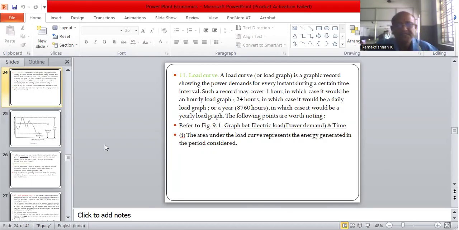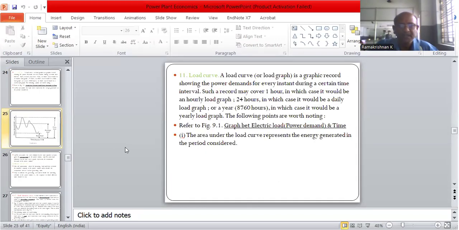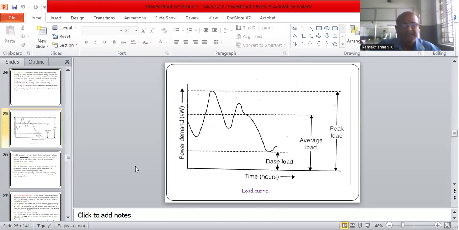Next, we can look into the load curve. On the y-axis, the power demand is plotted, and on the x-axis, time. From this we can easily infer the maximum load, that is the peak load, and also the base load, and in between them, the average load. Here is a graphical plot between the power demand and the time.